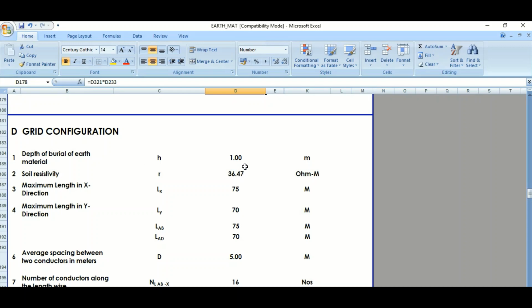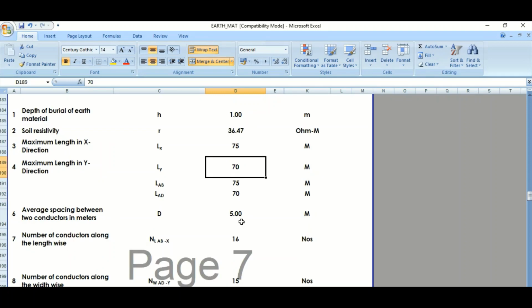Grid configuration, that is the 1 meter depth. This is soil resistivity. This is L length 75 meter. This is width, distance in y direction, which is 70 meter. That means 75 meter by 70 meter area we are considering and average grid spacing is 5 meter, 5 meter by 5 meter mesh.